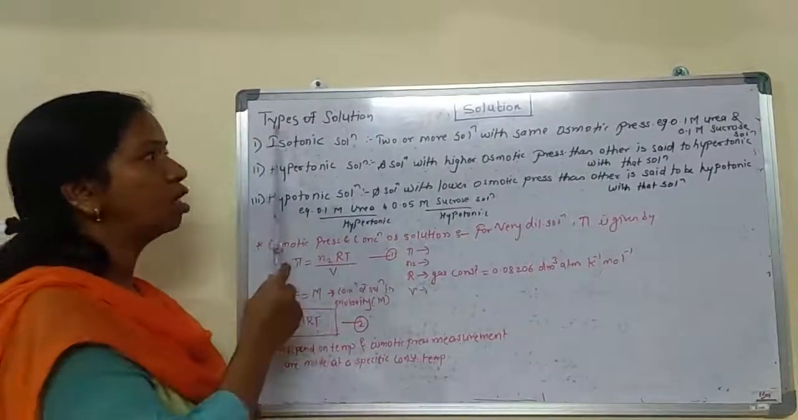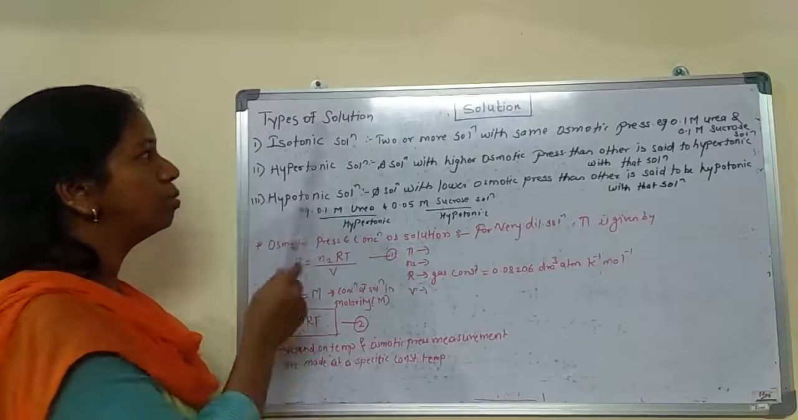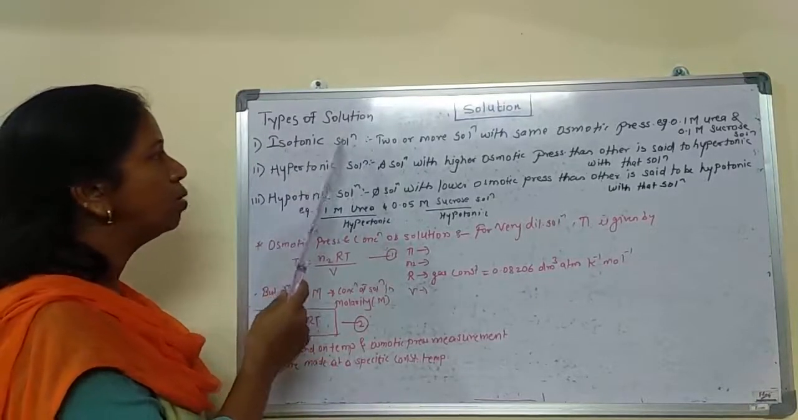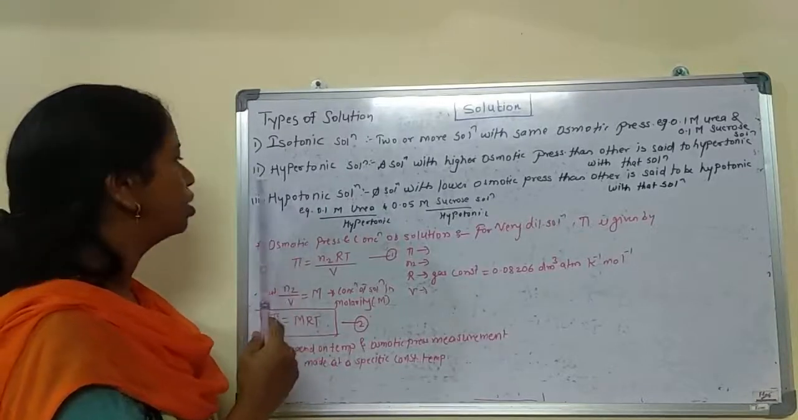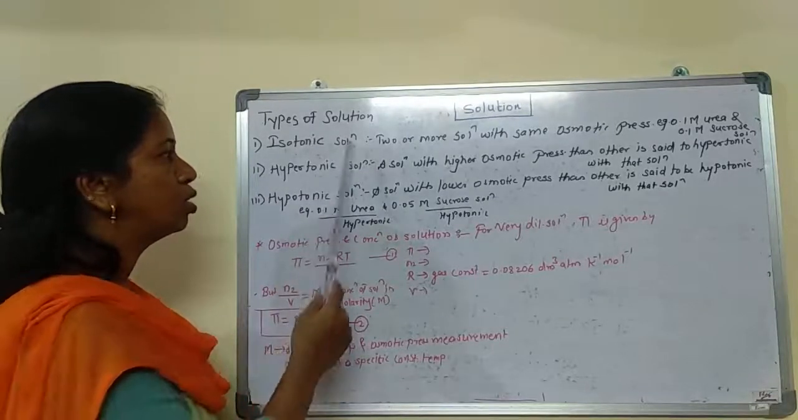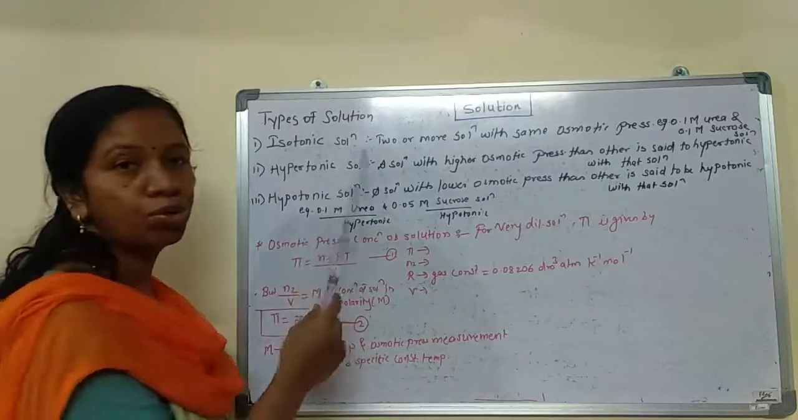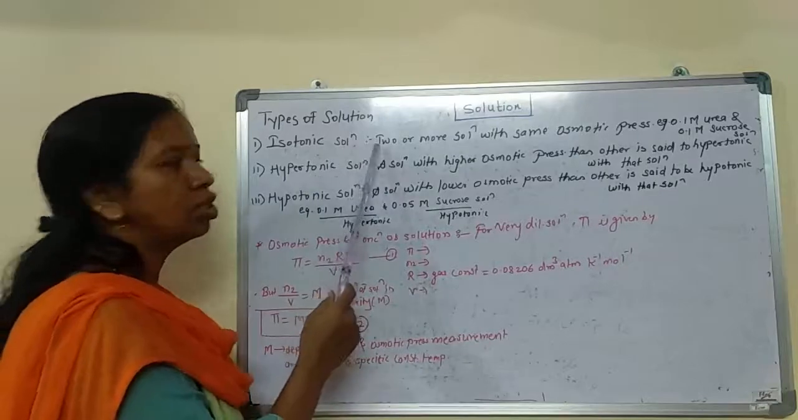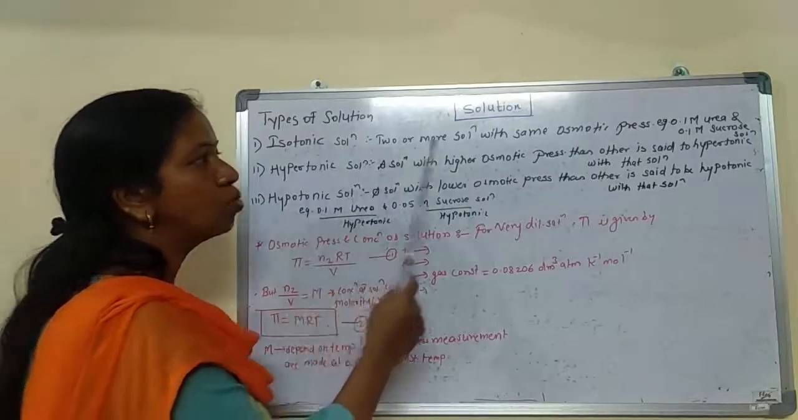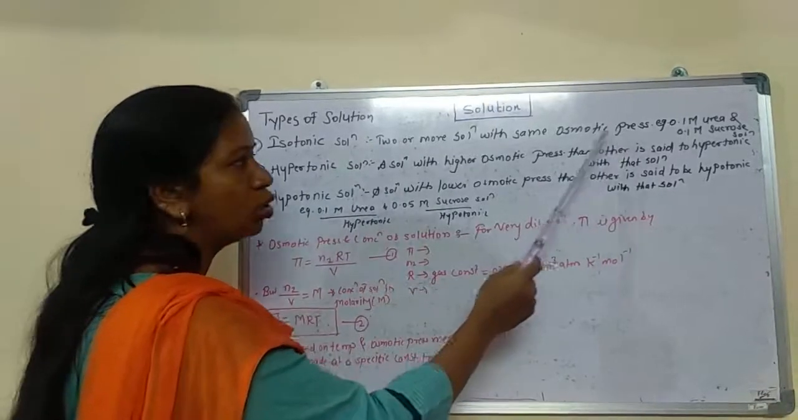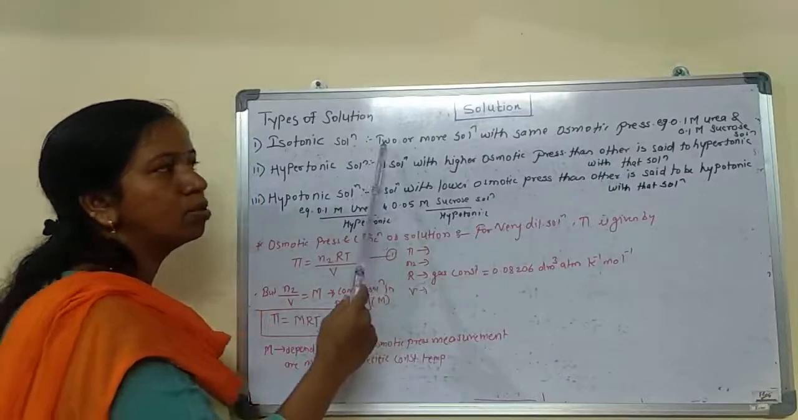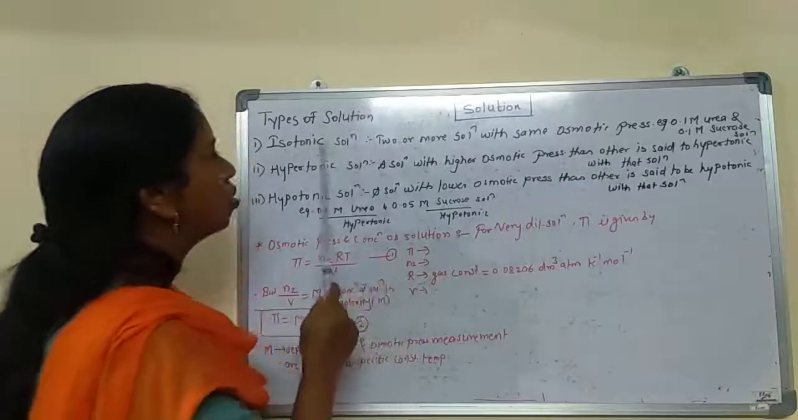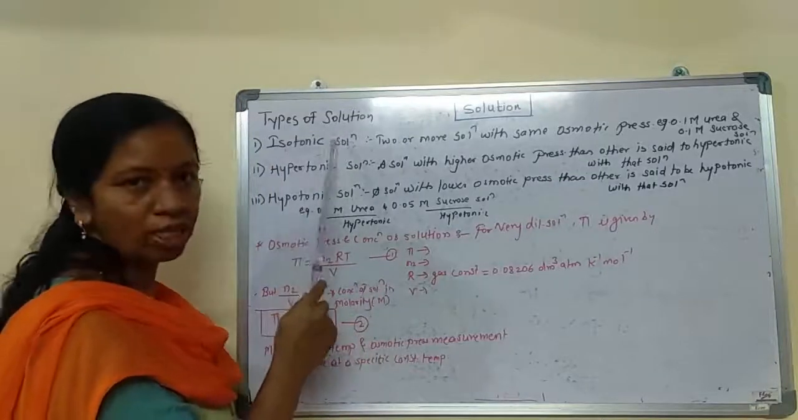Here we are going to start the types of solutions based on osmotic pressure. The first one is the isotonic solution, the second one is the hypertonic solution, and the third one is the hypotonic solution. In the isotonic solution we are comparing two solutions. The definition of isotonic solutions is two or more solutions with the same osmotic pressure. So the pi value is the same, that is, the osmotic pressure is the same for the two solutions. Then the solutions are said to be isotonic with each other.